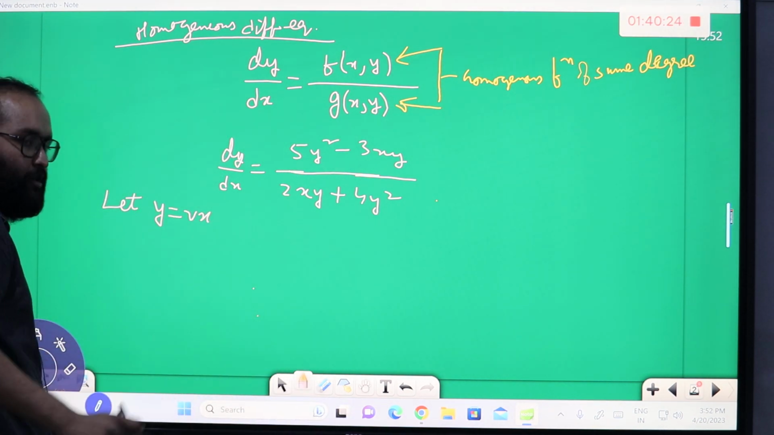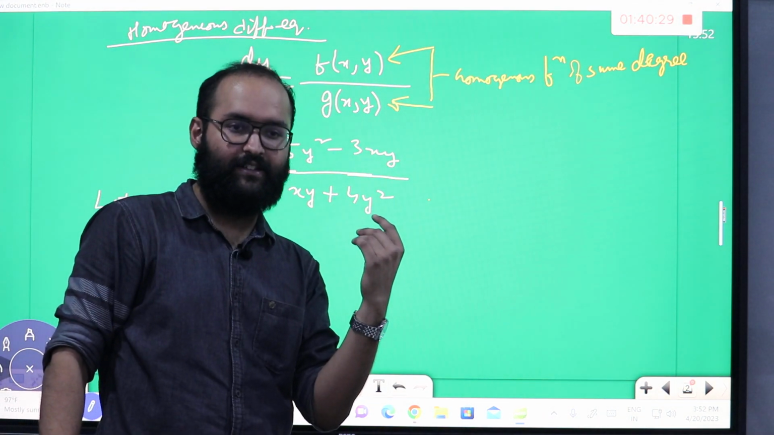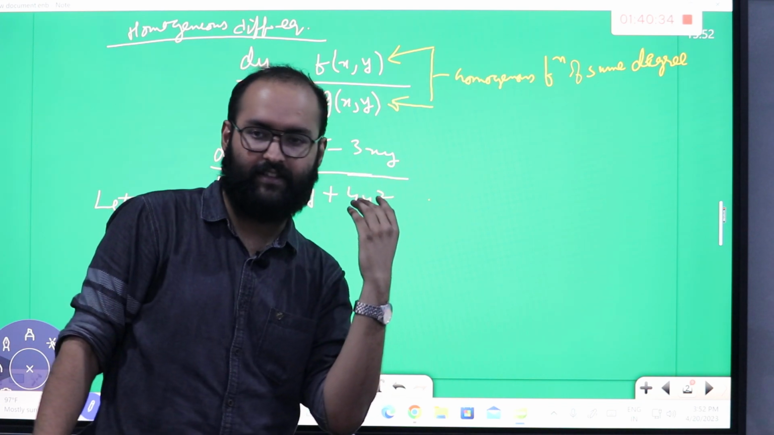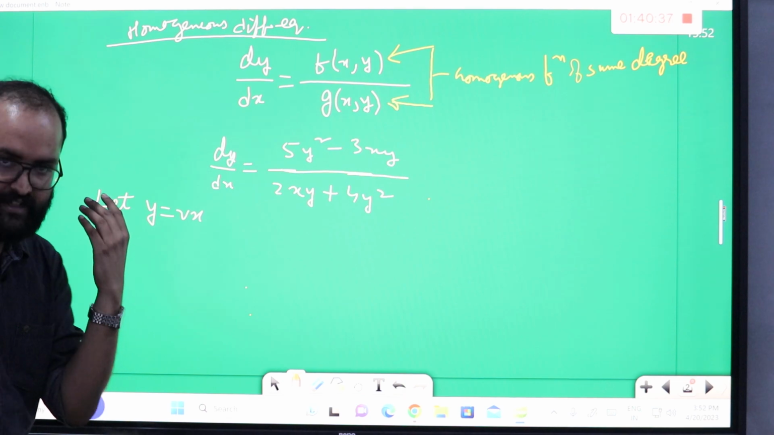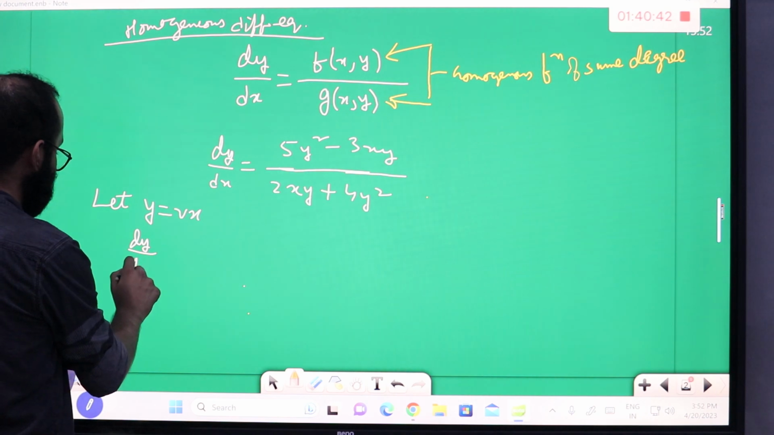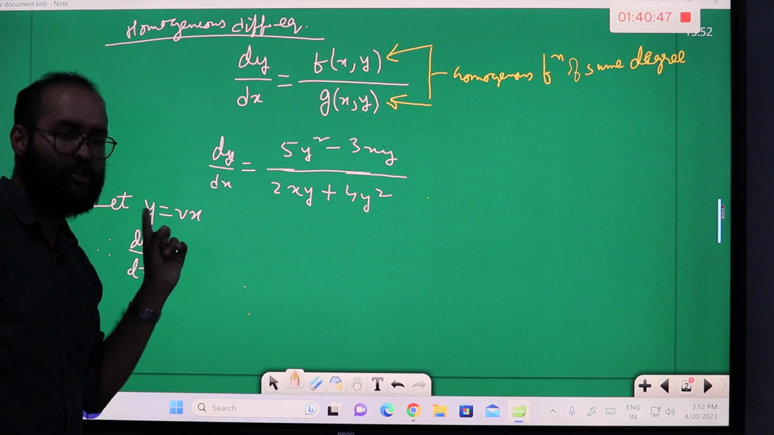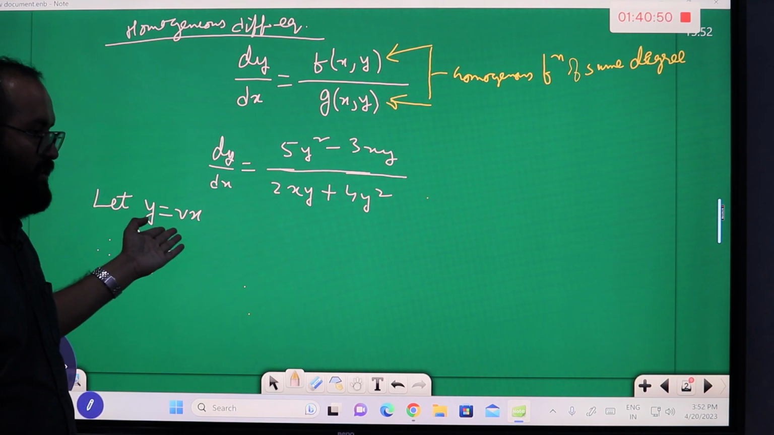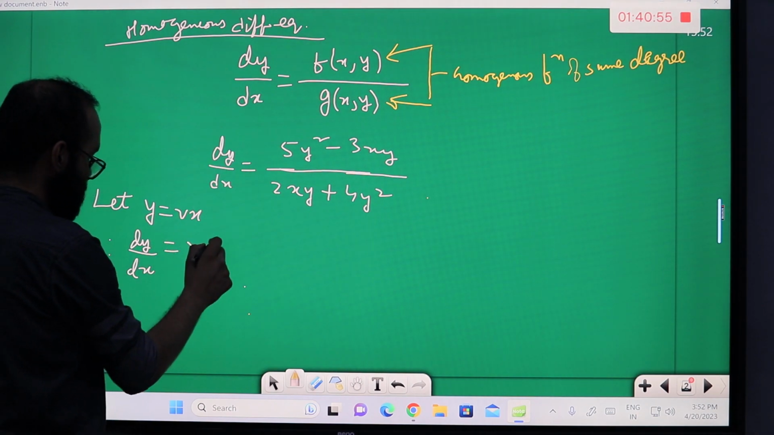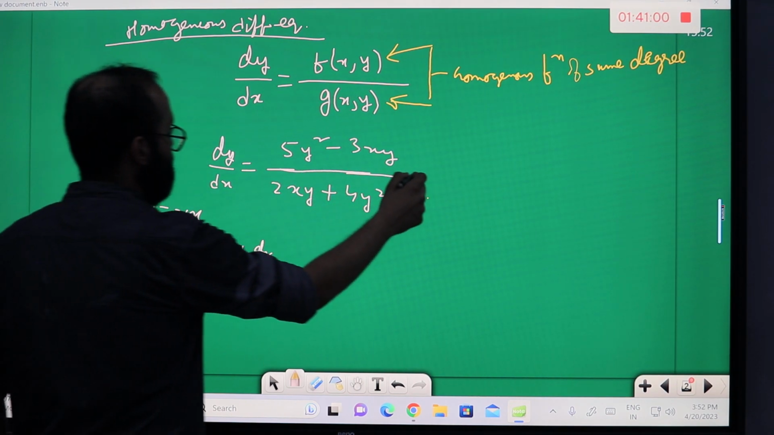Since you are replacing y by a new variable v multiplied by our old friend x, we also have to change the differential of y. We have to also change dy dx. If y equal to vx, what is dy dx? Differentiate v and x. Here v is any function of x we have considered, isn't it? We will use the product rule: v into the differentiation of x, plus x into dv dx. This is dy dx.